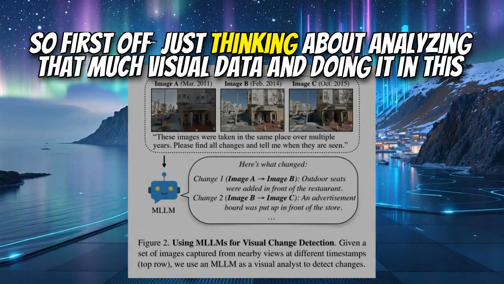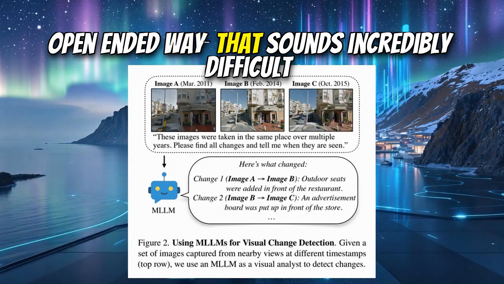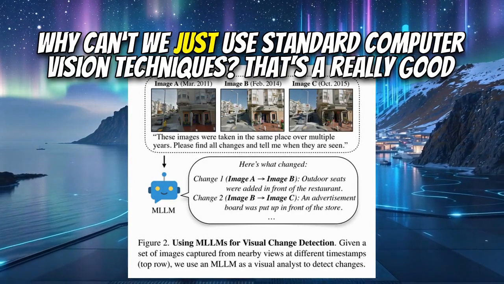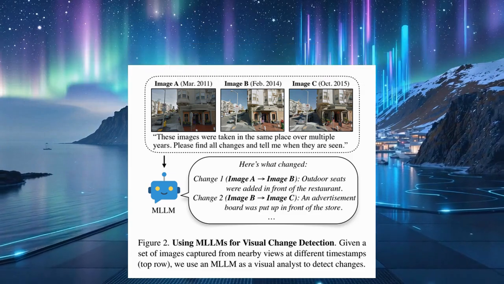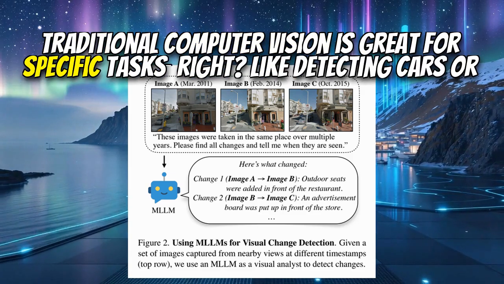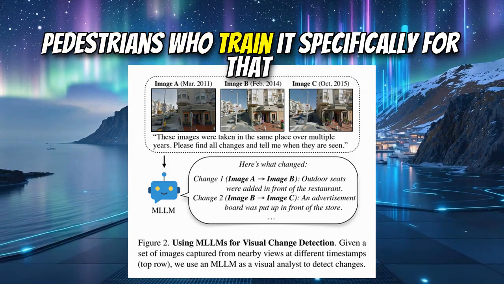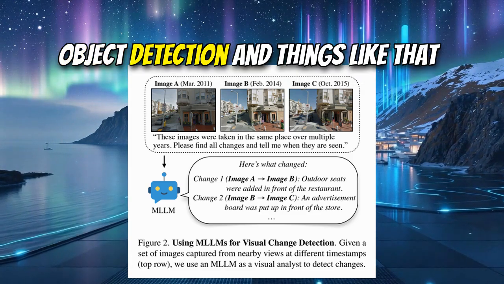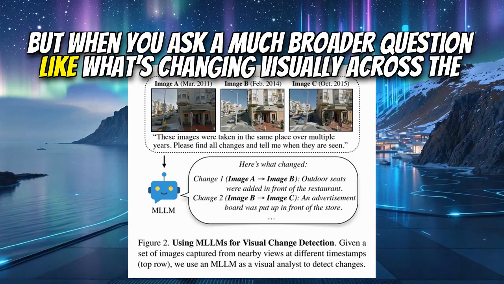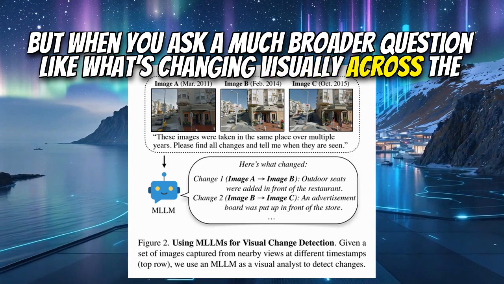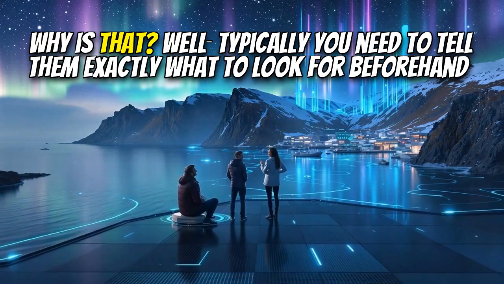So first off, analyzing that much visual data in this open-ended way sounds incredibly difficult. Why can't we just use standard computer vision techniques? That's a really good starting point. Traditional computer vision is great for specific tasks, like detecting cars or pedestrians. You train it specifically for that. Sure, object detection and things like that. Exactly. But when you ask a much broader question, like what's changing visually across the city, those methods hit a wall.